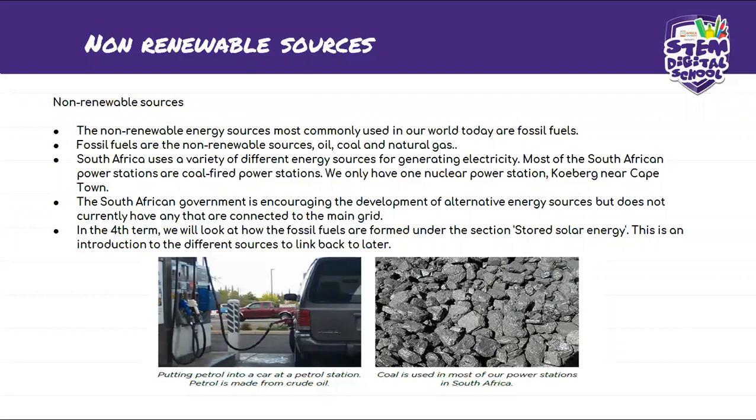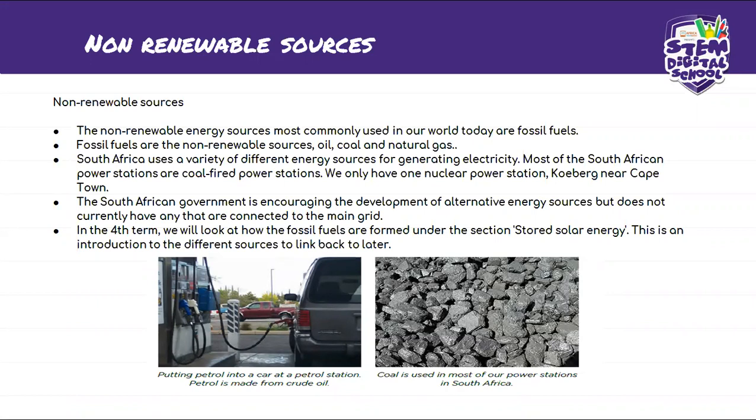South Africa uses a variety of different energy sources for generating electricity. Most of the South African power stations are coal-fired, meaning without coal, they cannot be powered. We only have one nuclear station at Koeberg near Cape Town. The South African government is encouraging the development of alternative energy sources, but does not currently have any that are connected to the main grid.